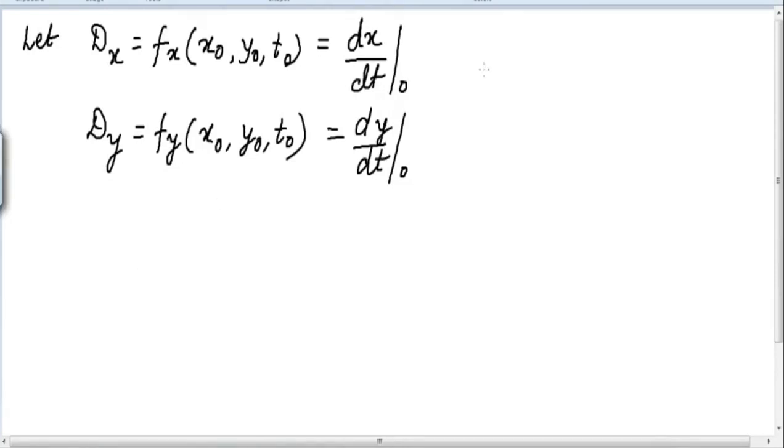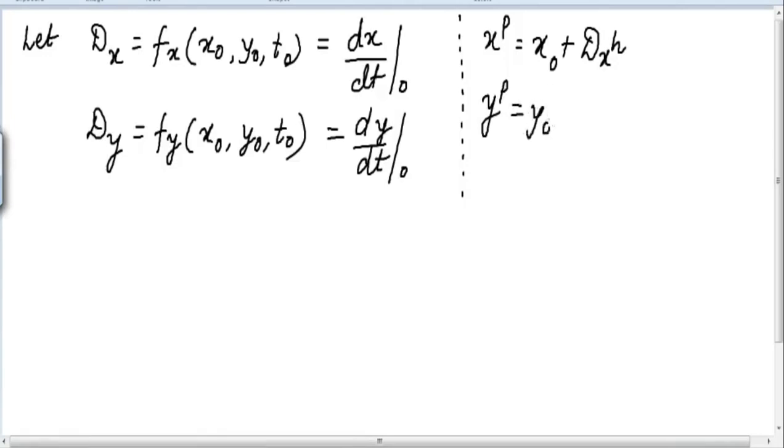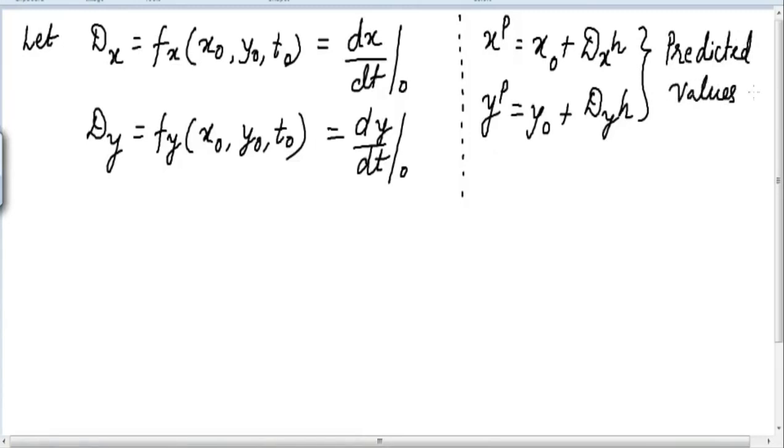तो सपोज द प्रेडिक्टेड वैल्यूज जो है, सपोज मैं यहाँ लिखता हूँ. So xp, suppose predicted है इसीलिए मैंने p दिया, is equal to x0 plus dx times h. What is h? h is the step time, so step interval, sorry. So this is 1, and for y, let me write here yp is equal to y0 plus dy times h. So these are the predicted values. x और y के ये predicted values हैं.